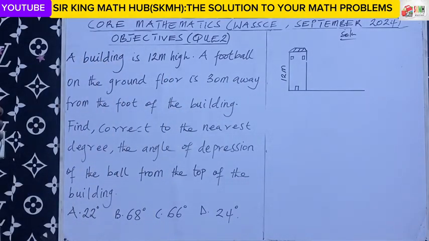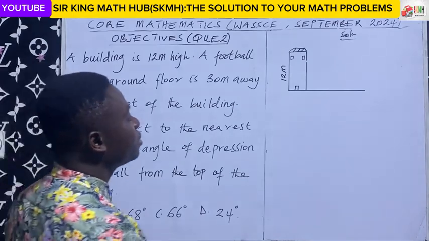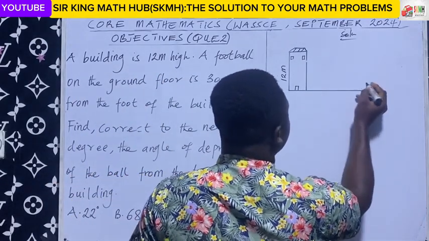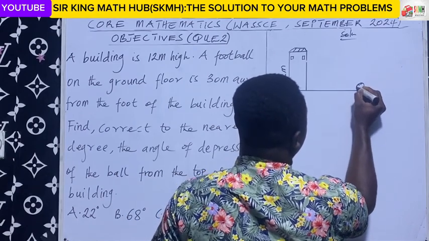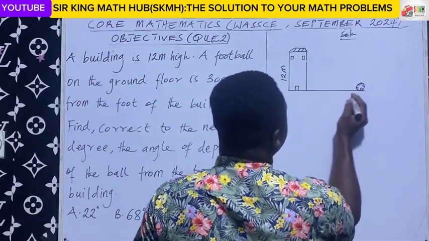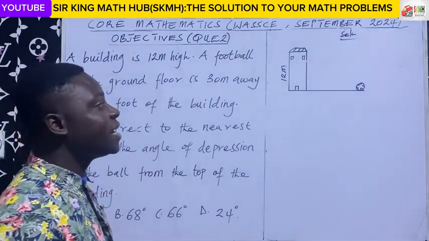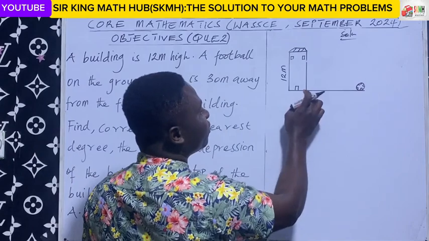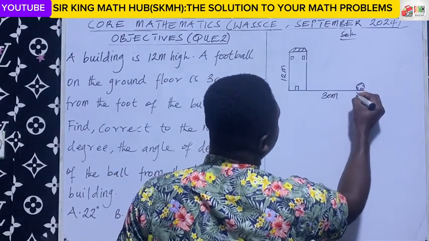Now, a football on the ground floor is 30 meters away from the foot of the building. So there is the foot of the building. There is a football on the ground. And this football here is 30 meters away from the foot of the building, meaning that the distance between the football and the foot of the building measures 30 meters.